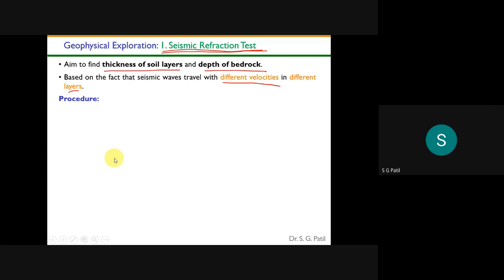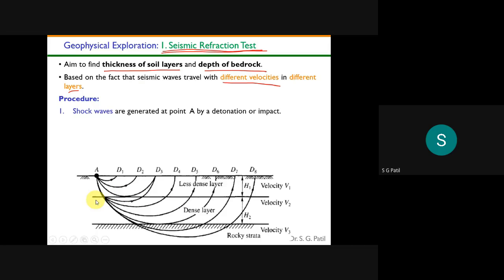So what is the procedure? The procedure is something like this. Here we will put some geophones: D1, D2, D3, D4, D5, D6, D7, D8. Like this, some geophones will be there. We will put them at a certain interval, so the distance between each geophone will vary.